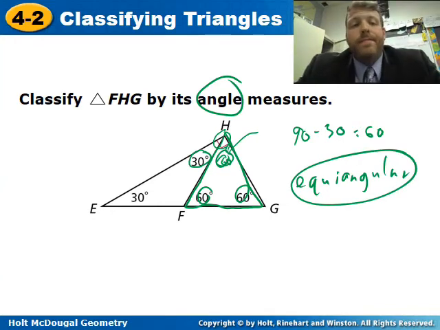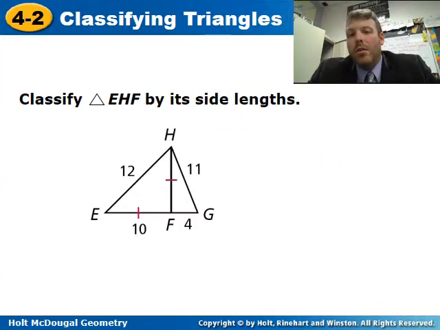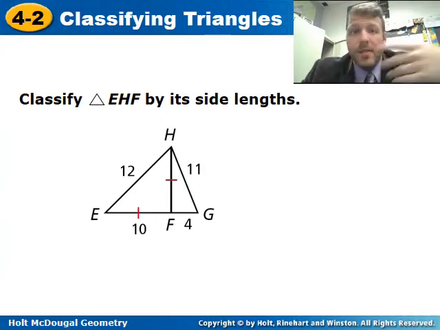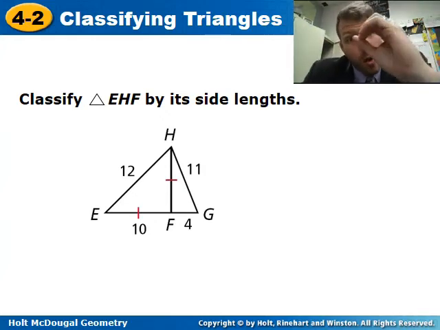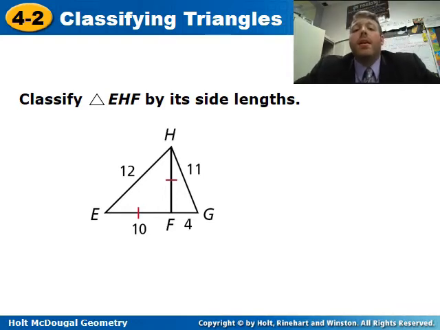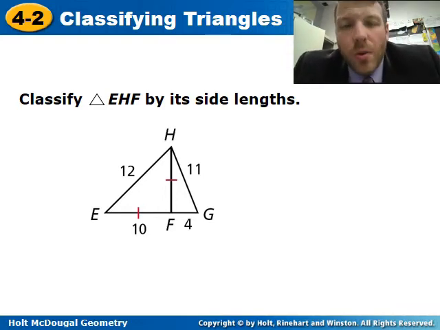And then we're done. Okay, we're going to switch some things up here. We're going to talk about the sides, okay? So triangles can either be isosceles, which means at least 2 sides are congruent, scalene, which means 0, or equilateral, which means the triangle has all equal sides.